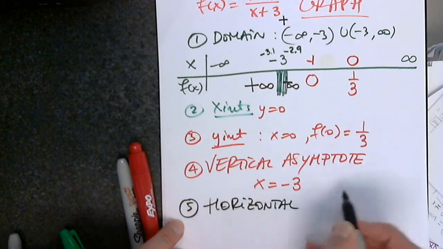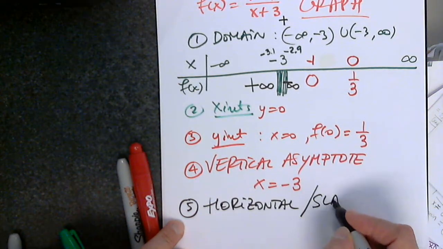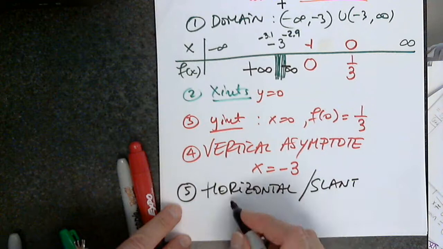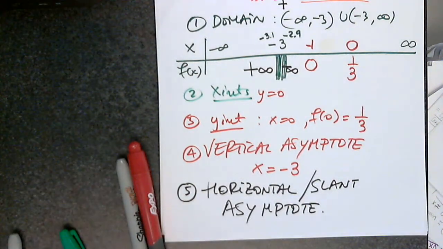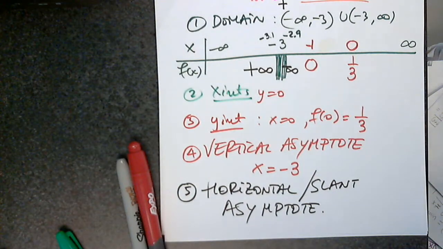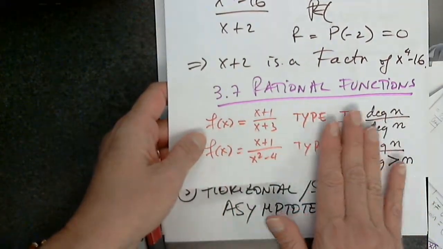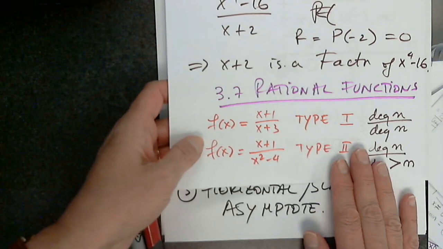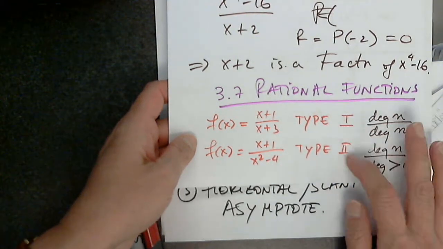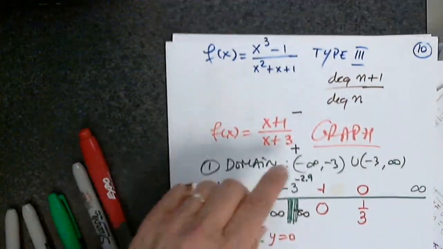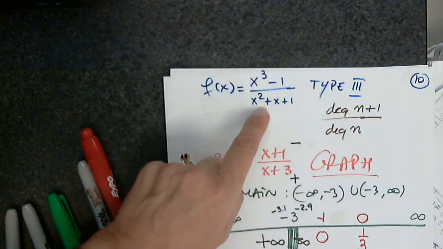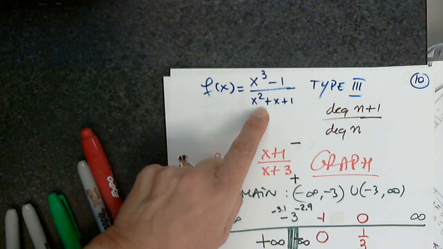Horizontal or slant, they're not the same. Asymptote. I don't want to confuse you, but I wanted to put them there because they kind of go together. So coming back to our types, type 1, 2, and 3. These two have horizontal. Type 1 and type 2 will always have horizontal. The only one that gives us trouble is type 3. Type 3 will have a slant asymptote.